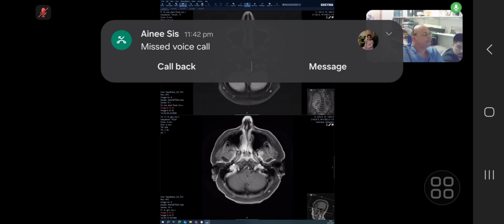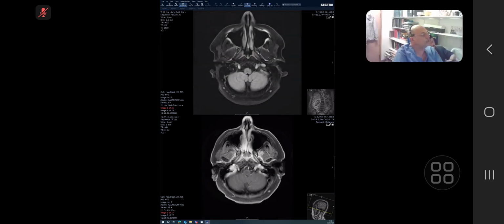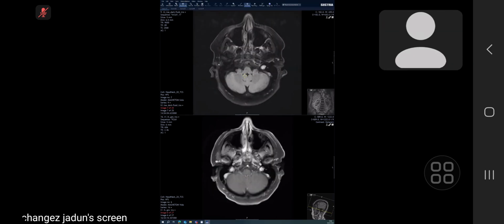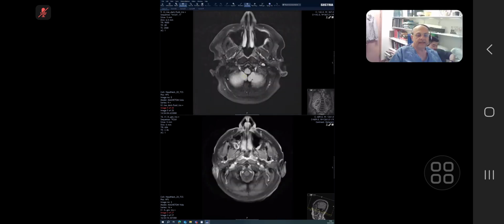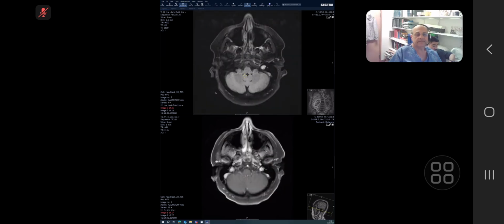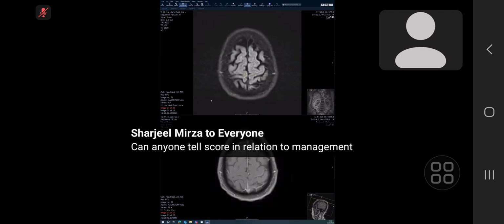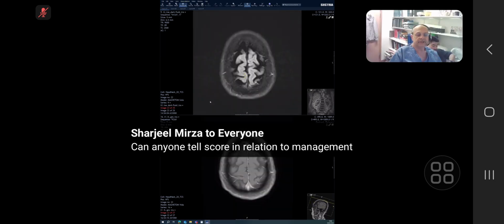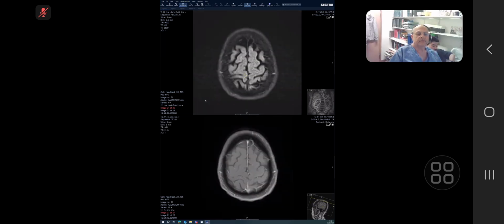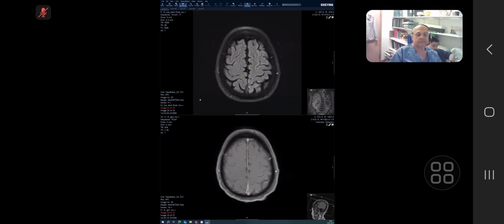Persistent right-sided epileptic fits, and being investigated for acute worsening cognition. Okay, so I have given you a FLAIR and a post-contrast directly. You wanted me to orient from the vertex, so I'm showing you images from the vertex down.